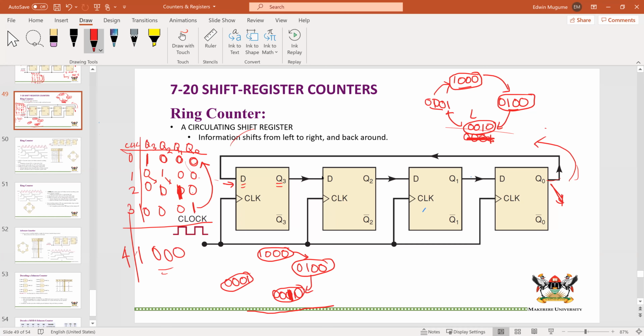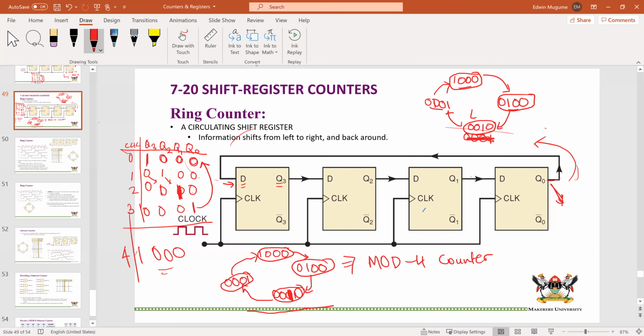Now, I had explained this, but I think I was muted. What happens is that, much as this is not a binary counting, we are not moving from 0 to whatever, it is still counting because these 4 states are unique. And so, since these are 4 unique states, we can say that this is a mode 4 counter.